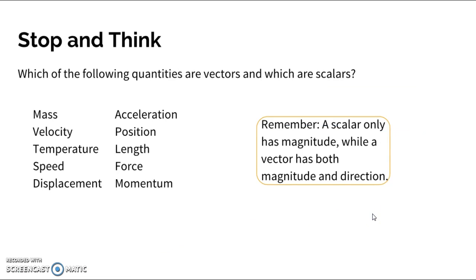I want you to take a moment and think about which of the following quantities are vectors and which are scalars. I know a couple of these we haven't talked about, but give a best guess. Just to remind you, a scalar only has magnitude, while a vector has both magnitude and direction.